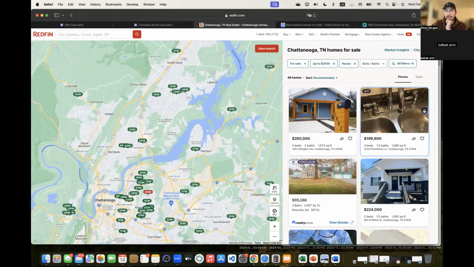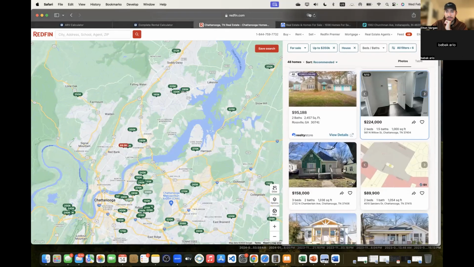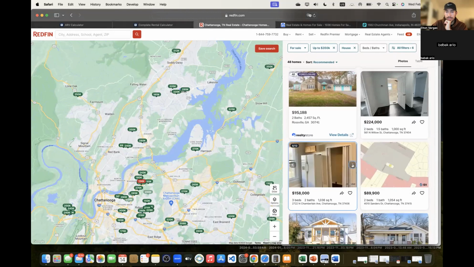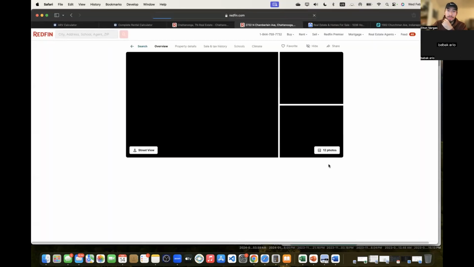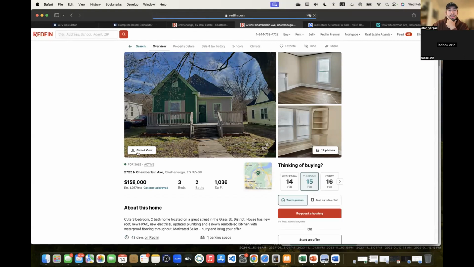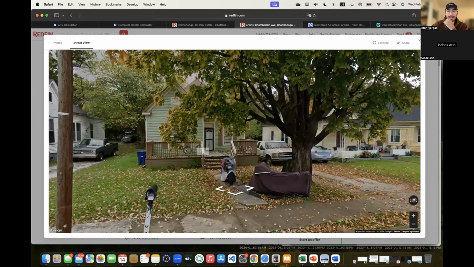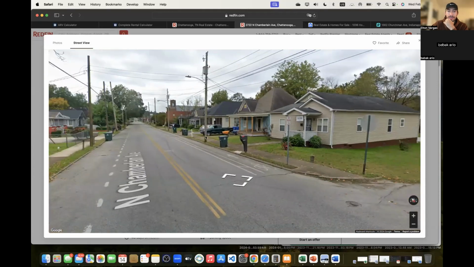So let's go through some of these and see what we're able to find. I'm going through the pictures just so I can get a sense of them. Looks like a lot of these are updated. This one could be a good one for just quick updates. Maybe the color scheme on the outside, that definitely has to get changed. I don't know who would do that color. That's the only green home on the street.